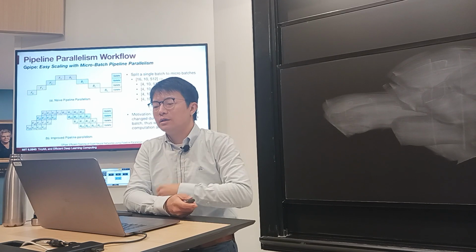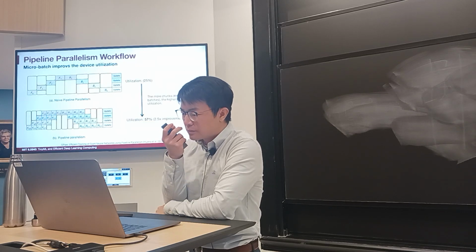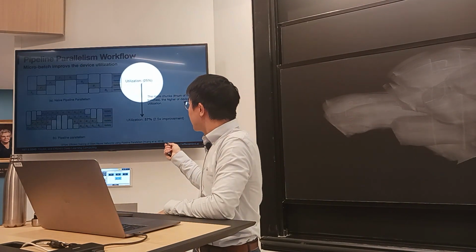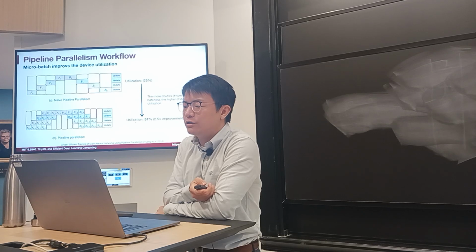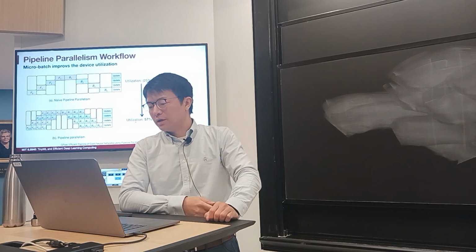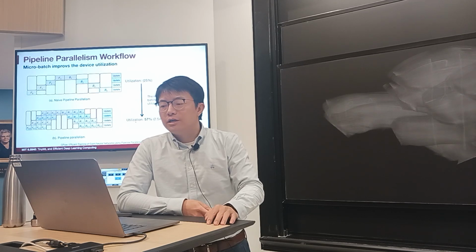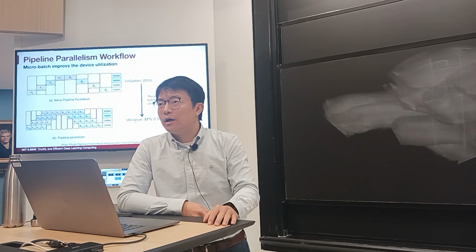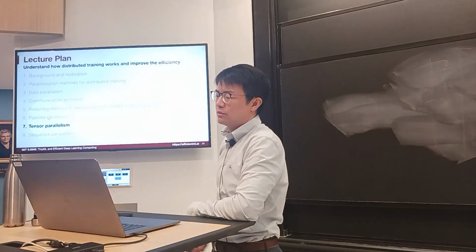So we want to split the computation in a more fine-grained manner. Previously it was 25% utilization; now using micro-batches, it can improve to 57%, which is a 2.5x improvement. The lesson we learn here is that we want to split the training in a fine-grained manner. Beyond pipeline parallelism to split the model, we also have another way to split the model, which is tensor parallelism.